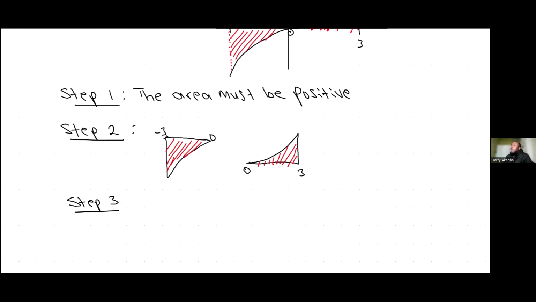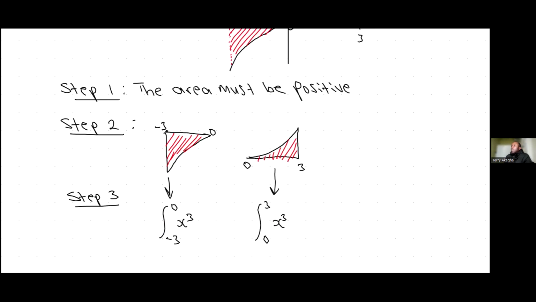Okay, next part, step 3. What we then have to do is integrate this between its respective upper and lower limit. So for this curve here, the upper limit is 0, the lower limit is -3, and it was y is equal to x cubed, right? Now for this one here, the upper limit is going to be 3, the lower limit is 0, and it's still going to be x cubed.